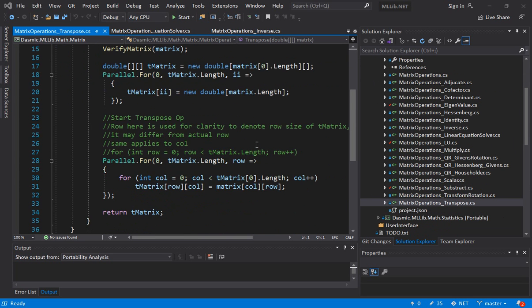So here's the transpose. We are doing a parallel operation for transpose. A transpose operation converts the rows into columns and columns into rows. It's a pretty straightforward operation, just requires some array manipulation.